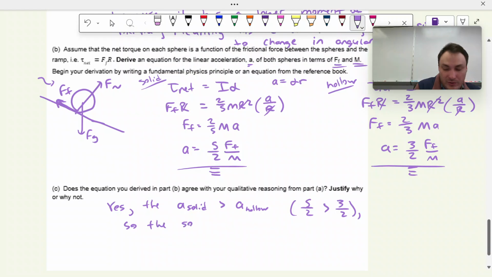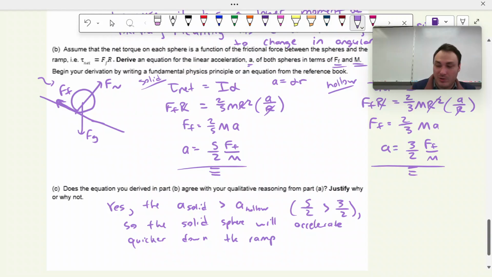So the solid sphere will accelerate quicker down the ramp. And I believe the question was which will reach the bottom first. So let's just add that in, meaning it will reach the bottom first.